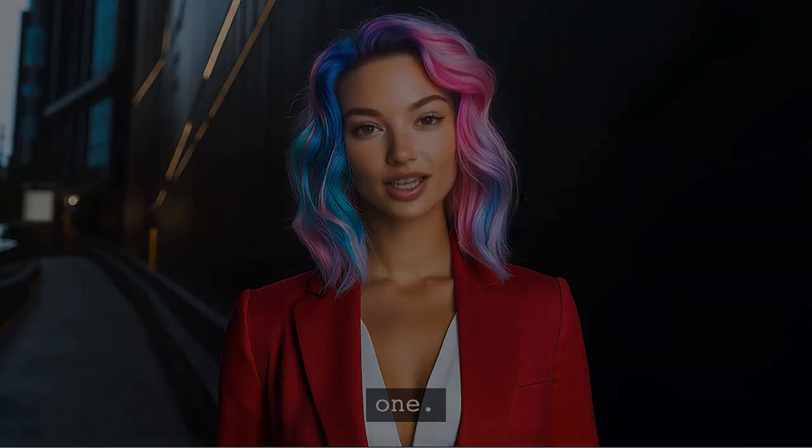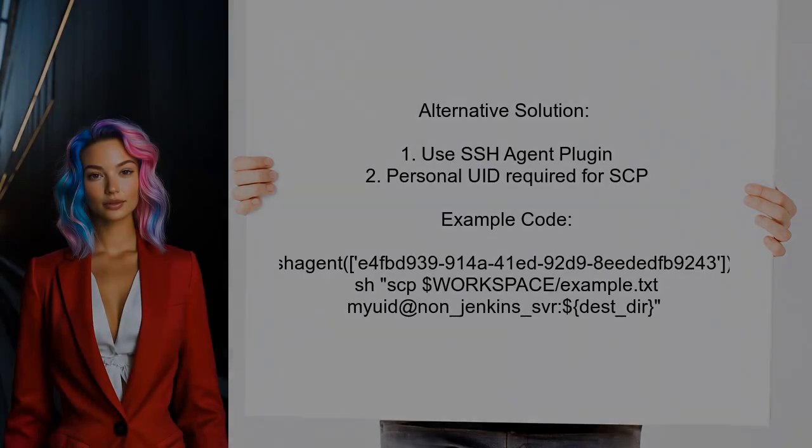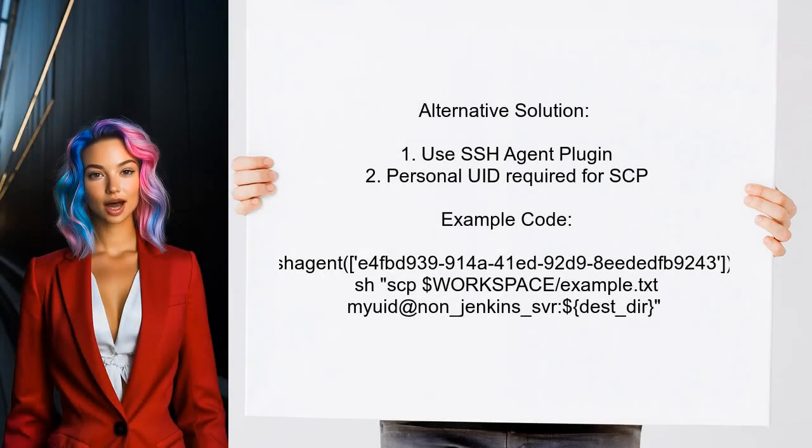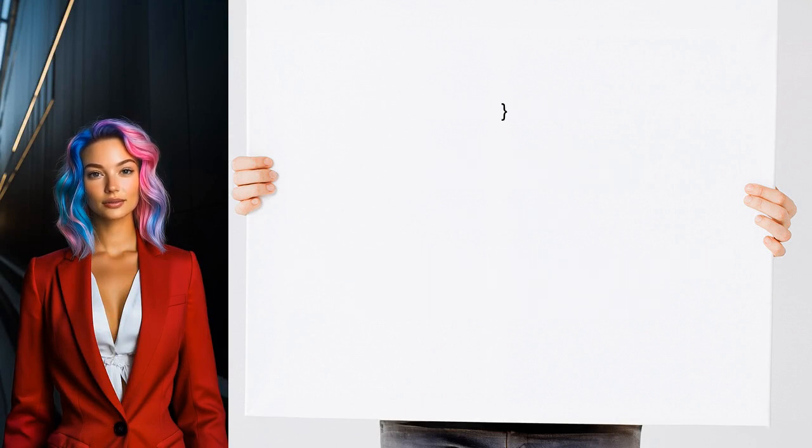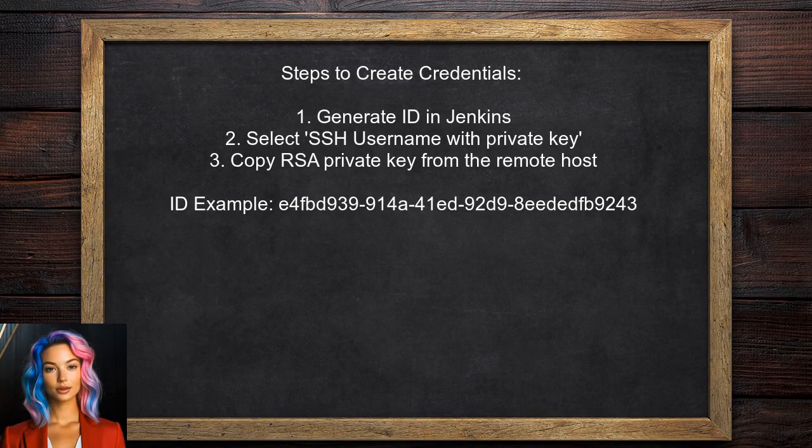Let's explore another one. An alternative approach shared by another user involves using the SSH agent plugin. They emphasize the need to use personal UID credentials on the remote machine as it lacks a Jenkins account. The user explains that the ID for the SSH credentials is generated in the Jenkins Credentials Manager. They created a global domain credentials entry with the type SSH username with private key.